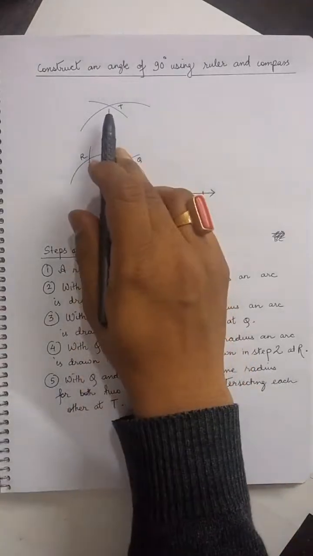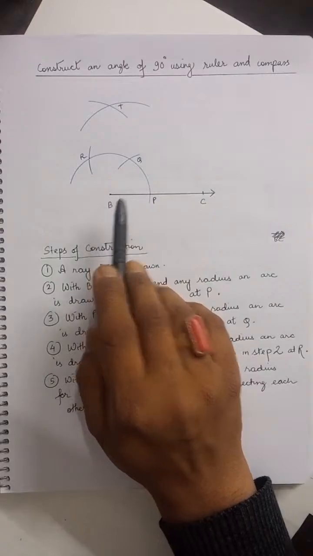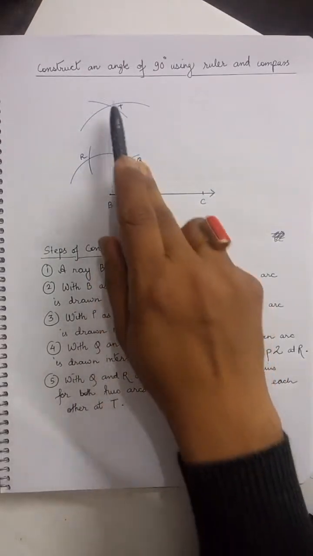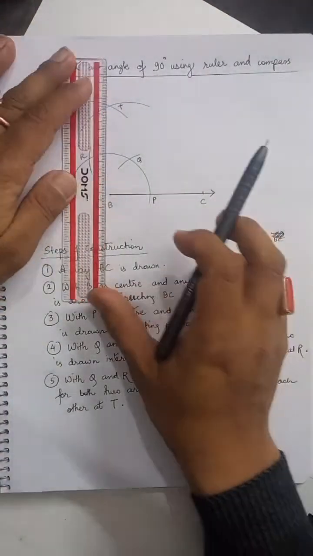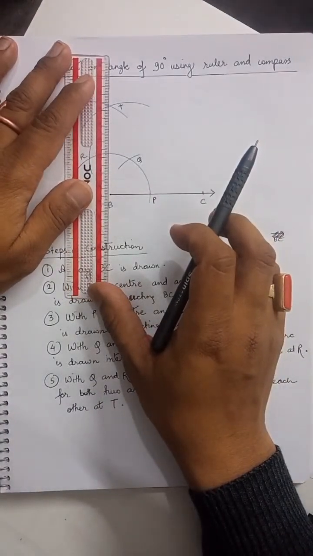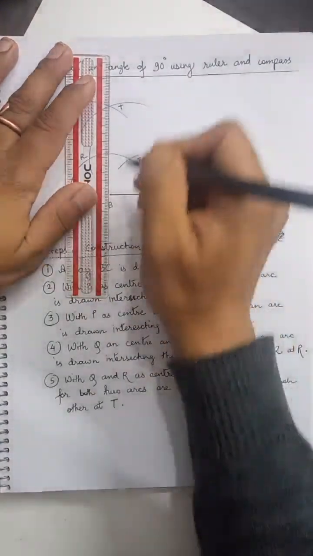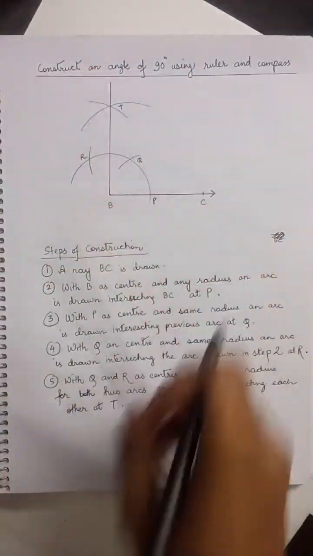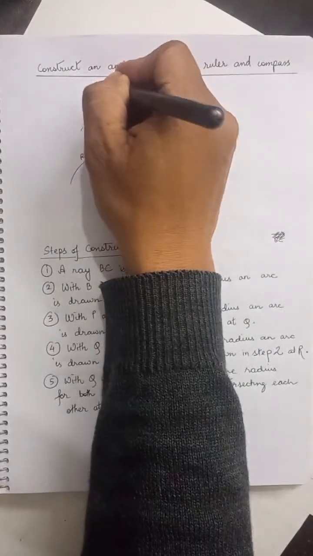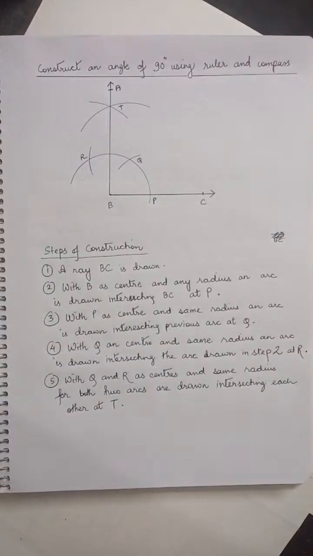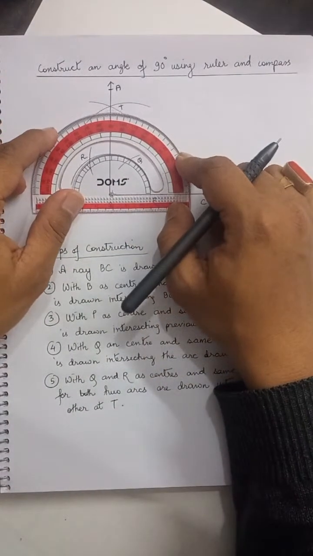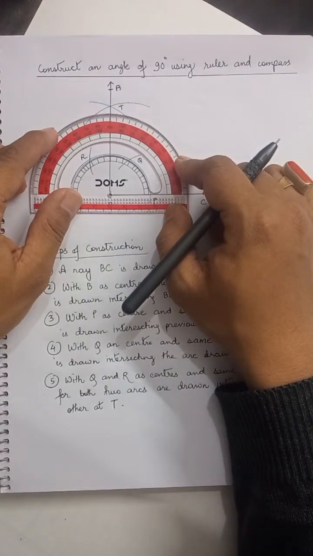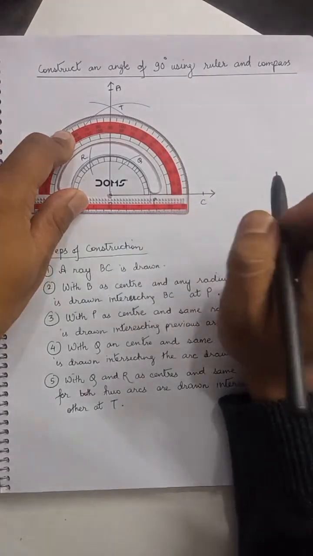Through T, we have to draw a ray starting from B and passing through T. Like I said, I wanted the name of my angle to be ABC, so I will draw a ray BA. So this is our 90-degree angle. Let me just confirm by measuring. Yes, this is very much a 90-degree angle.